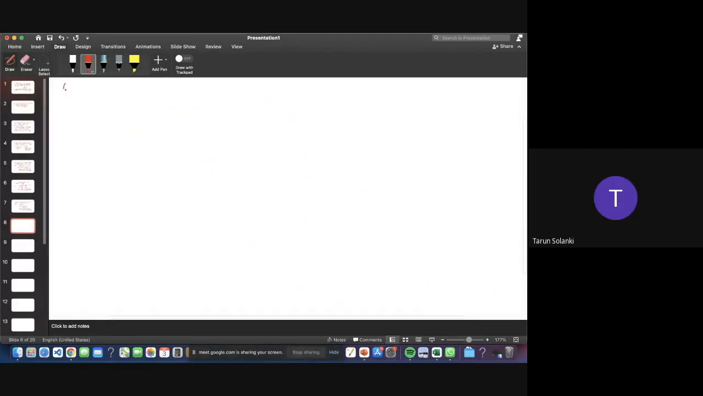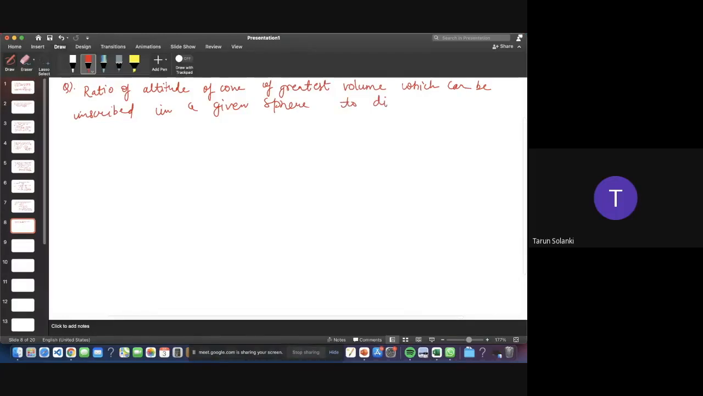Next thing is: the ratio of the altitude of the cone of greatest volume, which can be inscribed in a given sphere, to the diameter of the sphere, right?